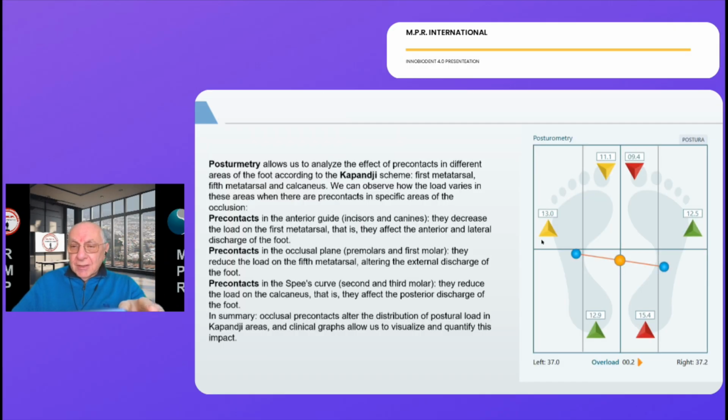Posturometry allows us to analyze the effect of the jaw position. We also can analyze if the pre-contact of the occlusion can alter the body posture. And it allows us to analyze everything we need to be sure we are in a good and perfect central relationship, vertical dimension, and good occlusion that will not disturb the rest of the body.